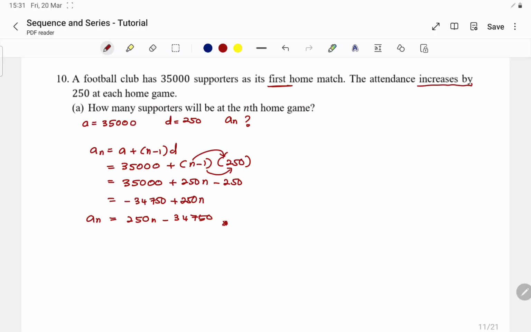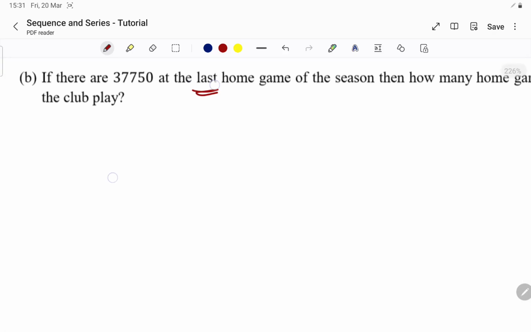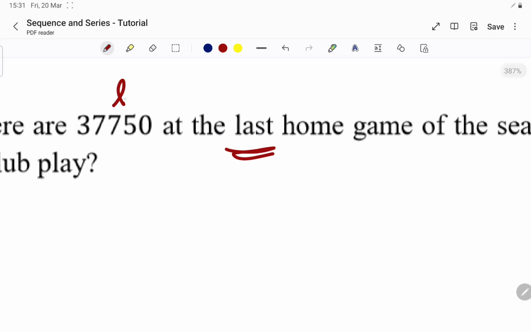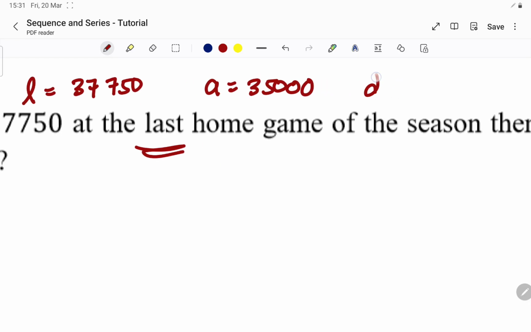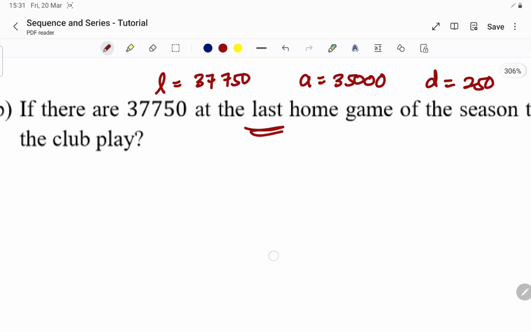Okay, so we proceed to question B. If there are 37,750 at the last home game of the season, how many home games did the club play? So right now this is your L, which is equal to 37,750. We already have A equal to 35,000, and D we have 250. Now this is the last home game. We want to know what is N, correct?